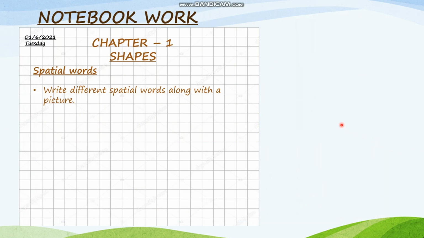Now we are moving to some notebook work. Look children, everyone has a square line book like this. Write the date and after that write the chapter name. Then write the heading spatial words and after that write different spatial words along with a picture. First write on, then if you have a picture to paste, you can paste a picture which shows on. Otherwise, you can draw a picture which shows on. Like that all the spatial words you write and show with a picture. Got it children? This is your notebook work.